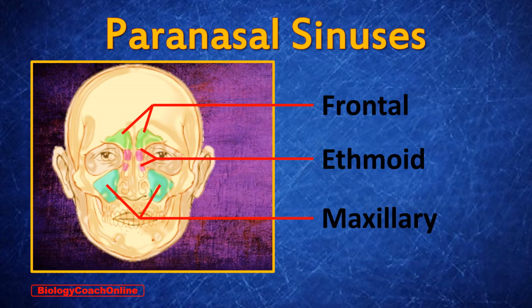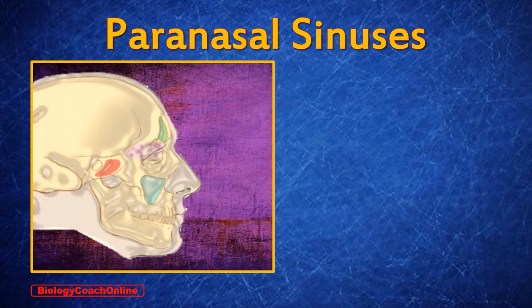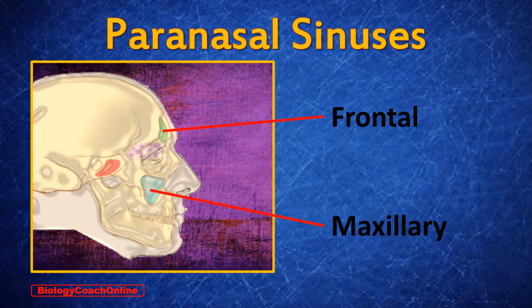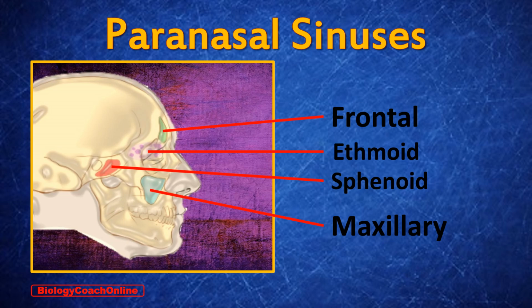And by the way, we do not see the sphenoid sinus in this projection. If we look then at the lateral projection, we're able to see once again the frontal sinus, the maxillary sinus. Here again is the ethmoid labyrinth, and here is the single sphenoid sinus back here.